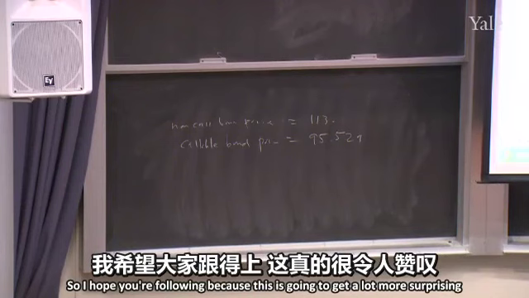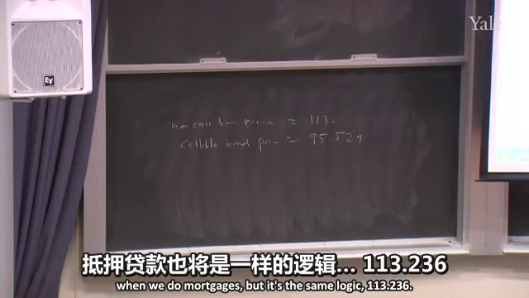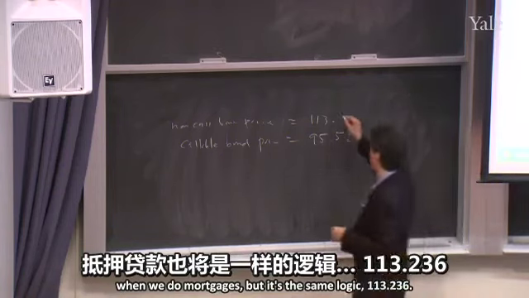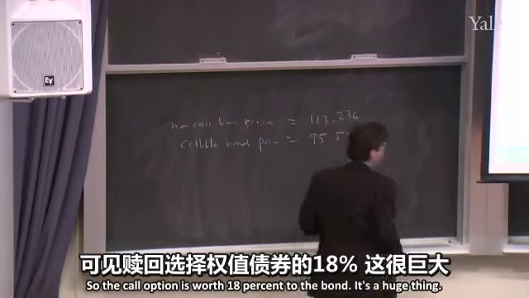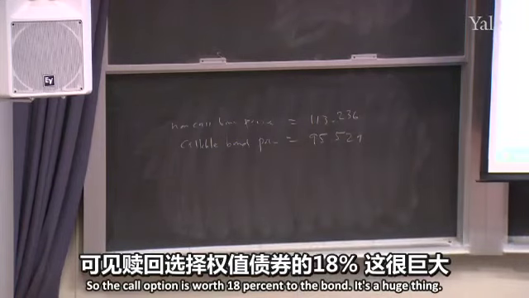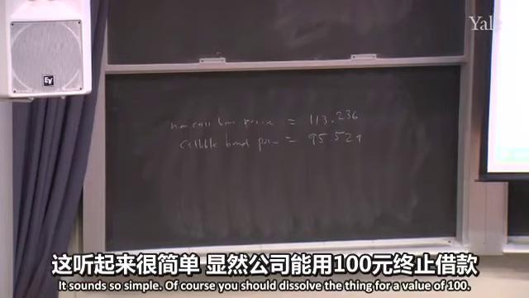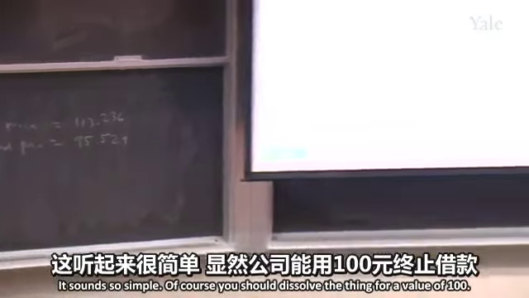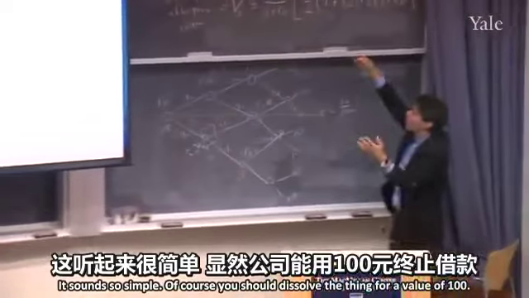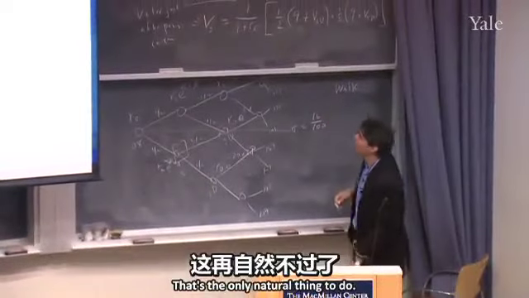Okay, so I hope you're following, because it's going to get a lot more surprising when we do mortgages, but it's the same logic. 113.236. So the call option is worth 18% of the bond. It's a huge thing. It sounds so simple. Of course you should dissolve the thing for a value of 100. That's the only natural thing to do.